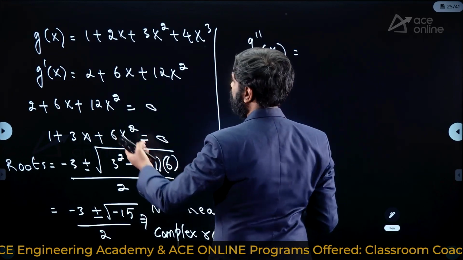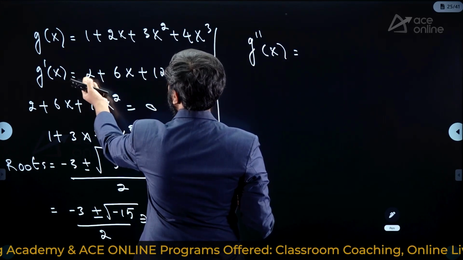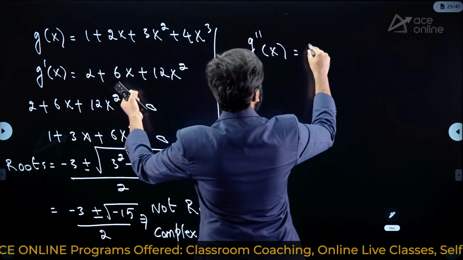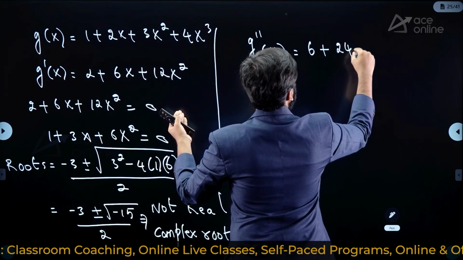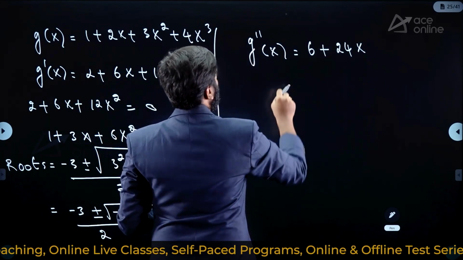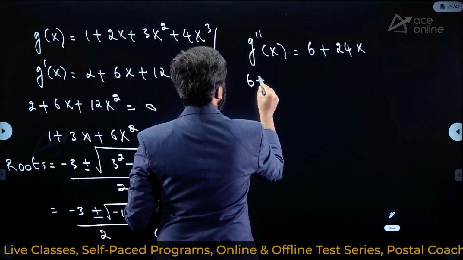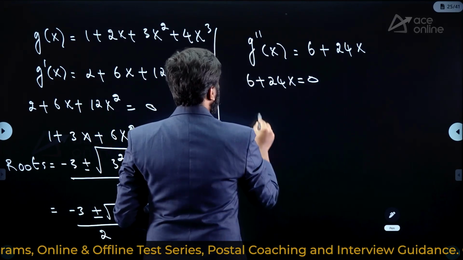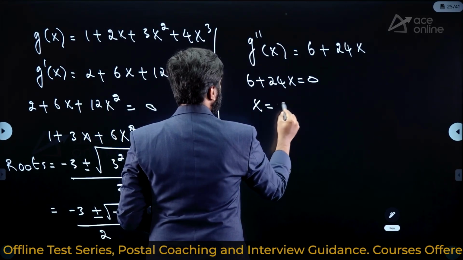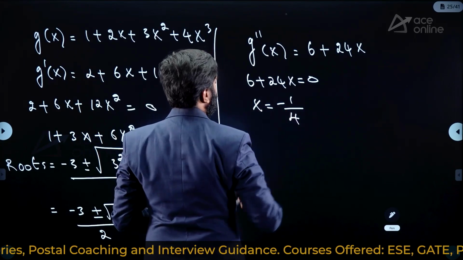So what's the second derivative? We have the first derivative here. The derivative of 2 is 0. Then here it is 6, and then here it is 24x. Equate the second derivative to 0, that is 6 plus 24x equal to 0. You get the value of x. The value of x is minus 1 by 4.